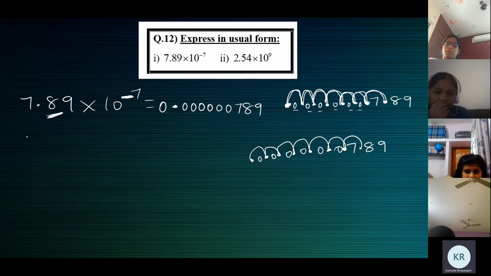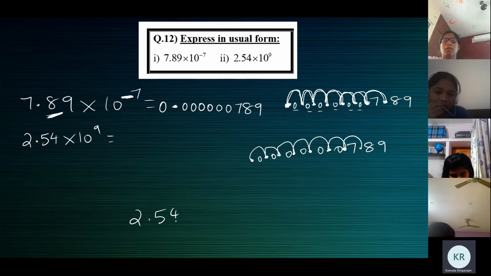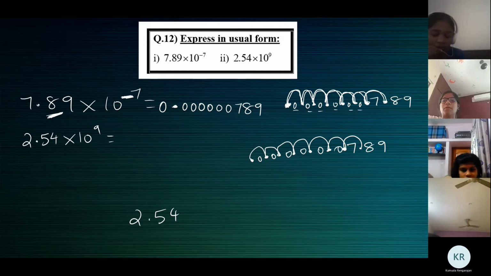For the next one, the power is positive, so you need to increase its value. See, it is 2.54. You need 2.54 into 10 to the power 9. The power is positive, so you need to increase the value of 2.54.